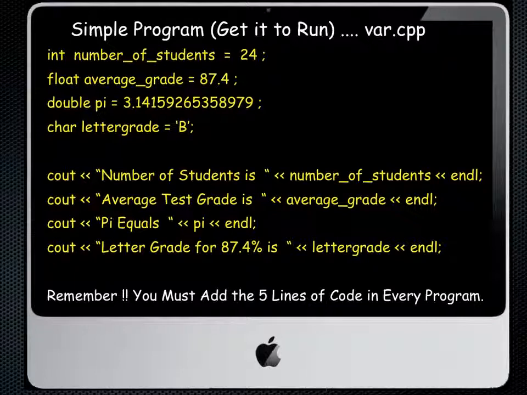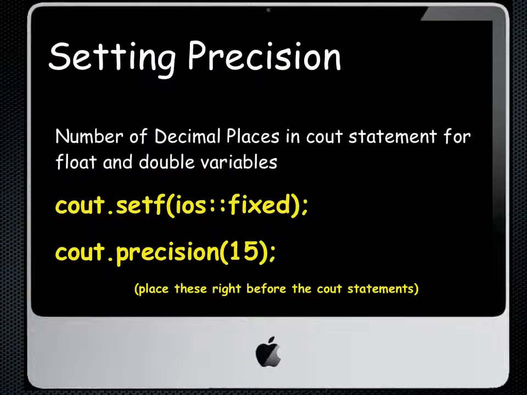Now, to change the number of decimal places we see, all we have to do is add 2 lines of code. Those 2 lines are cout.setf ios_fixed. In other words, we're setting the precision in the I/O system to a fixed number of decimal places. The second line, cout.precision, and in parentheses 15, would indicate that we want to see 15 decimal places in our cout statements.